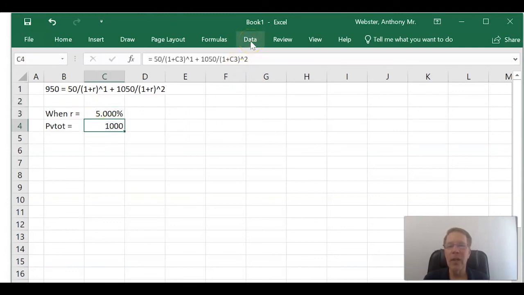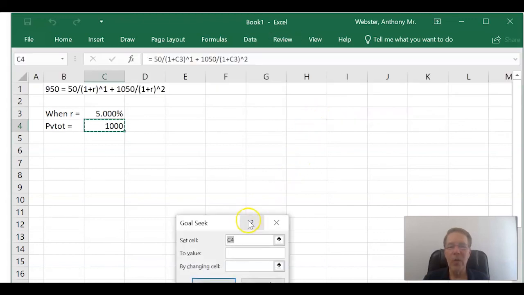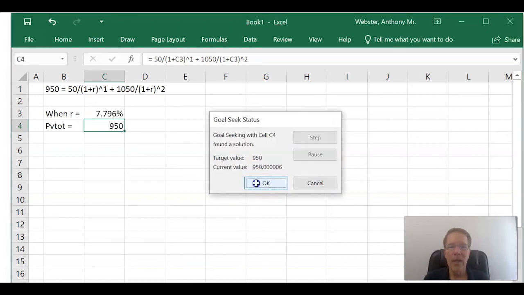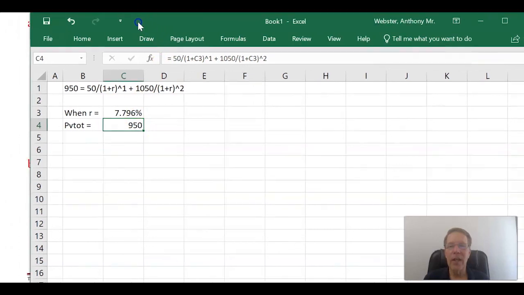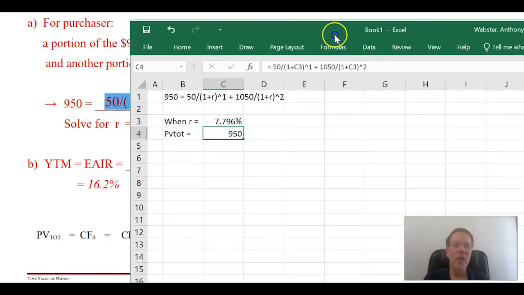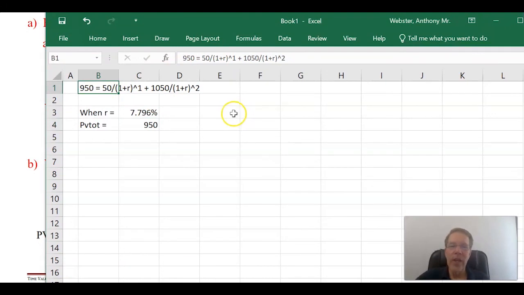So I'm going to go ahead and say data, what if analysis, goal seek, and I want to set cell C4 to the value of 950 by changing cell C3, and I'm going to say blammo. Okay, and I get the exact same answer that I had before, 7.796%. So that's a great way to do that. You can also solve equations like this, where you have integer exponents here, and they only go up to 2. You can use the quadratic equation.